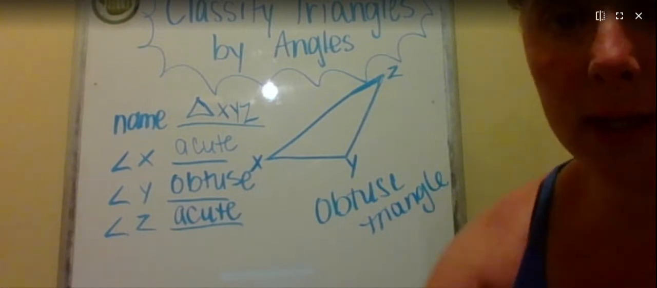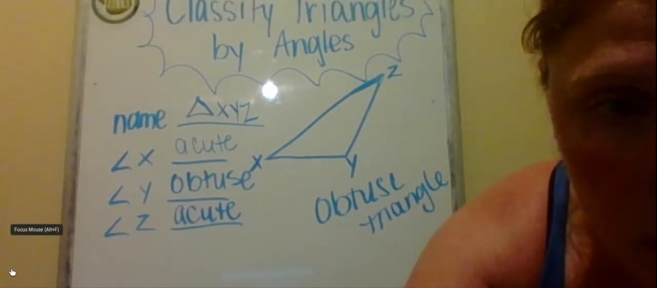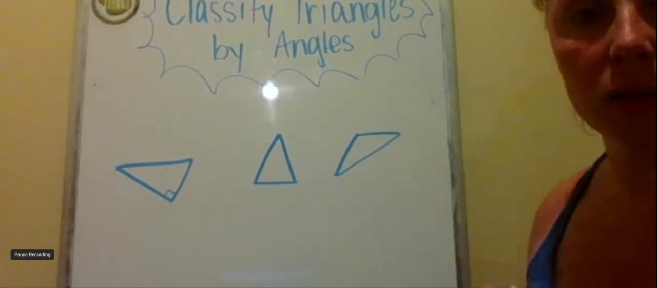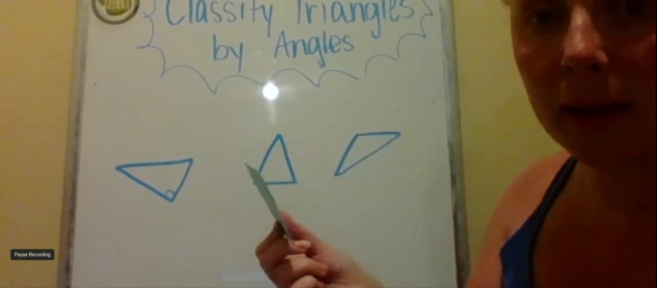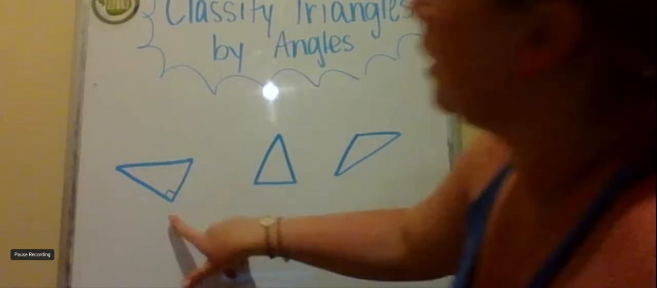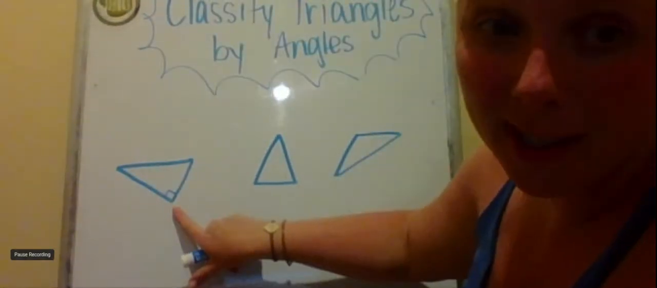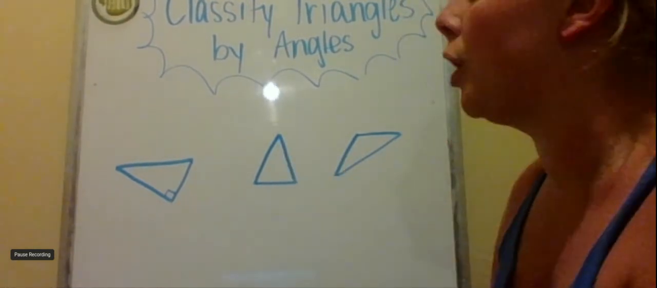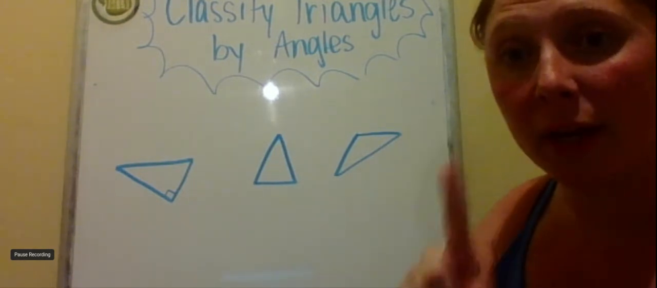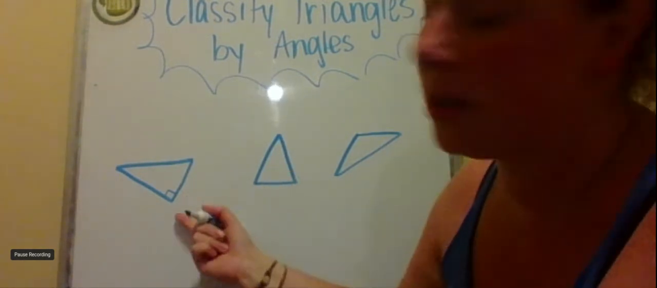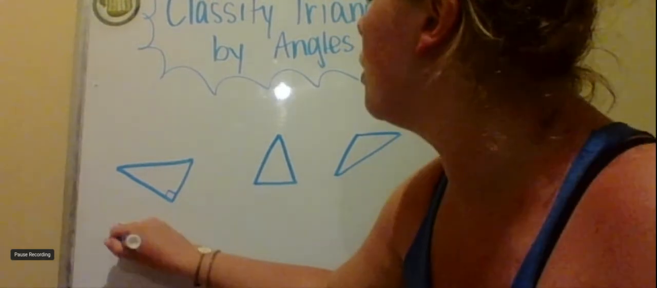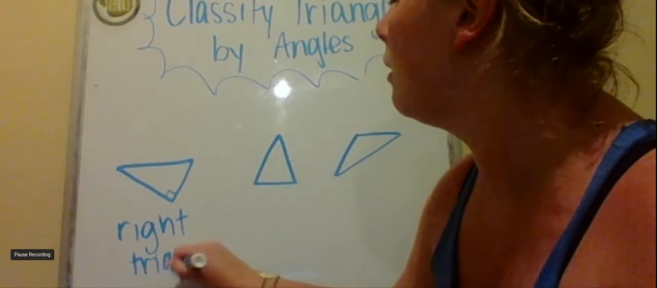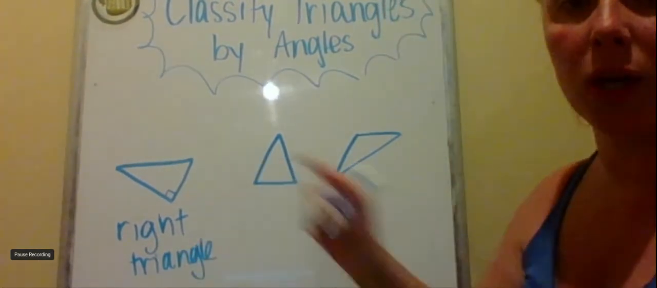Let's try 3 more together. So I have 3 more triangles here. Now, with my handy Post-it, I can look. Well, it already gives me a square, so it kind of gives the answer right away that this is a right angle. So a right triangle has to have one right angle. So this one is easy. Right triangles are easy, I feel like. So this one is a right triangle. I'm not going to write triangle for each one, but it's a right triangle.